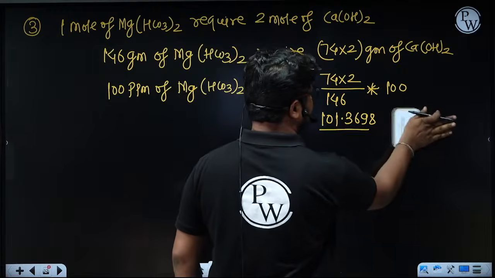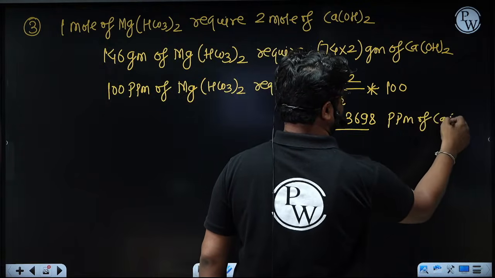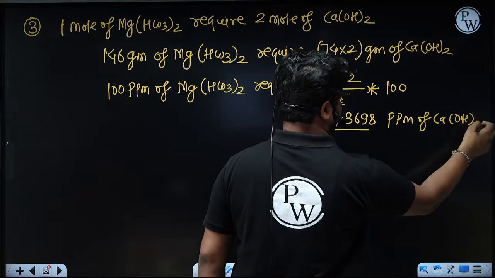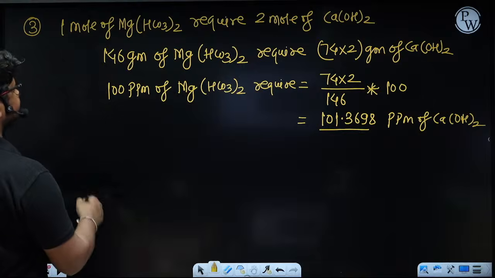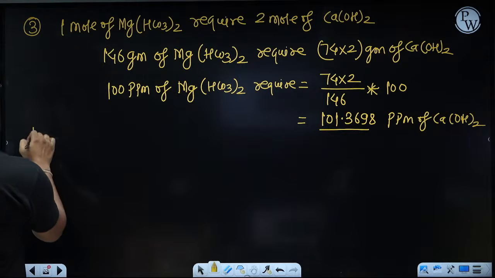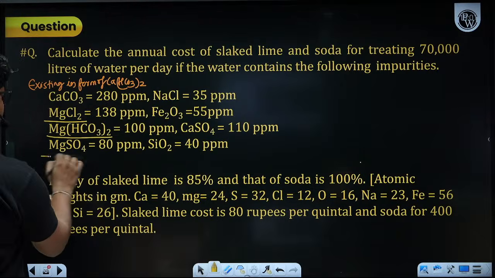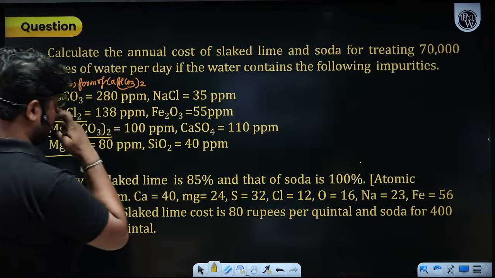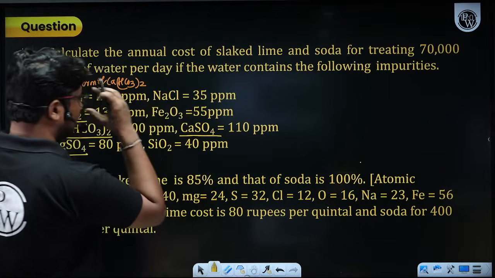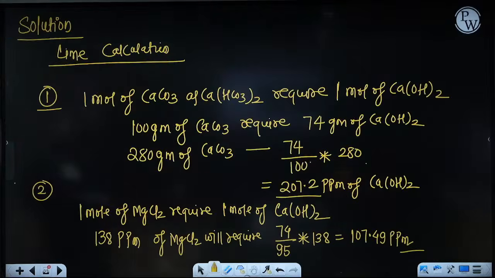This much ppm. Clear? Now the fourth one is MgSO4. MgSO4 also requires lime, and even CaSO4. CaSO4, no, CaSO4 does not require lime, but MgSO4 will definitely require it.